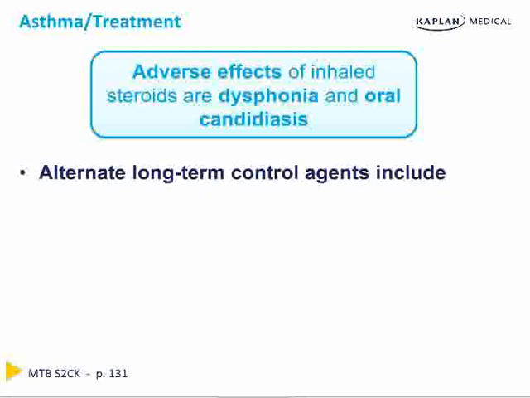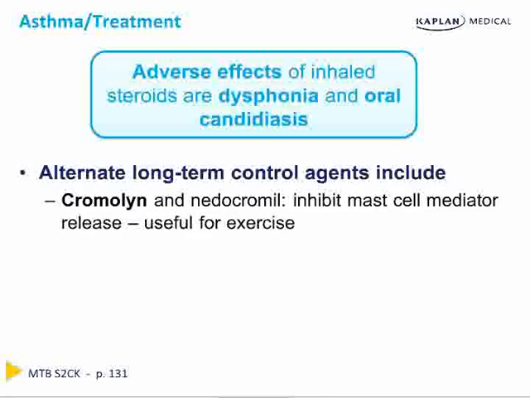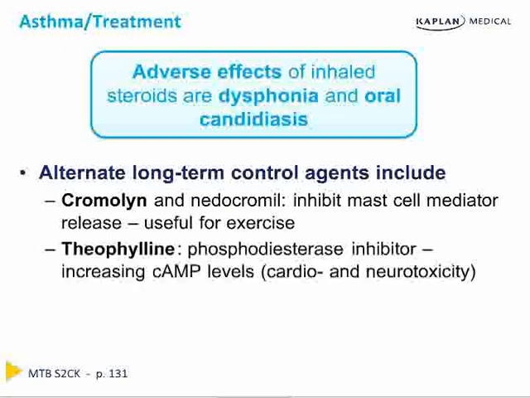Some other long-term control agents that we use include cromolyn, which inhibits mast cells from releasing mediators such as histamine or other contents that result in bronchoconstriction. This is most useful for exercise-induced asthma. In addition, theophylline is sometimes used.